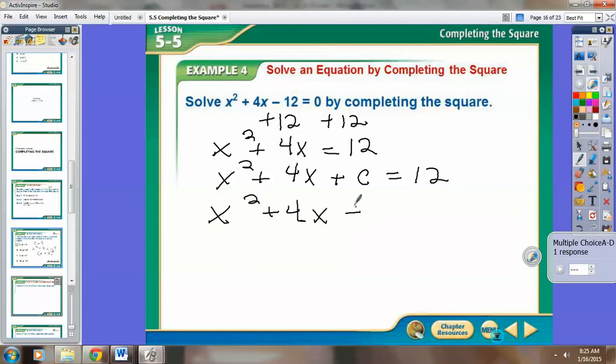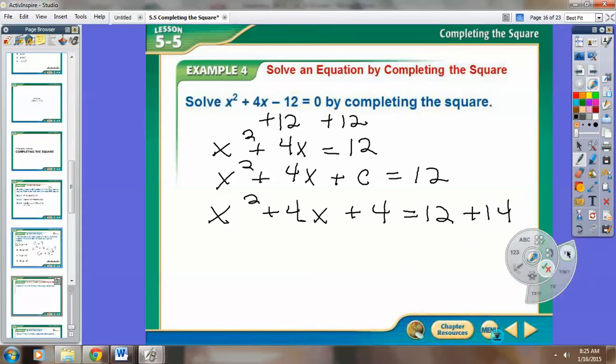Now in algebra, we cannot just randomly add something to one side, can we? You add it to the left side, where else do we have to add it? To the right side. Let's also add 4 to 12. Not 14.